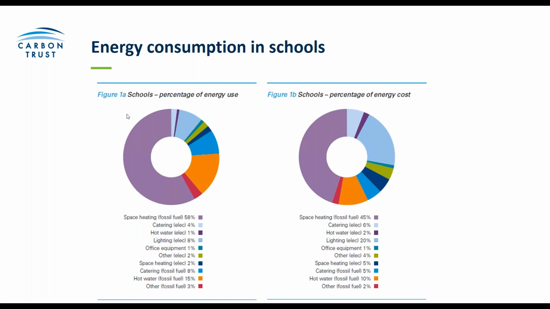However, it actually accounts for 20% of the energy spend. So that's part of the reason why reducing lighting energy use is often one of the most cost-effective improvements a school can make. As I say, there are many examples within those charts of areas that you might want to have a look at. So we'll come on to run through the key ones of those.